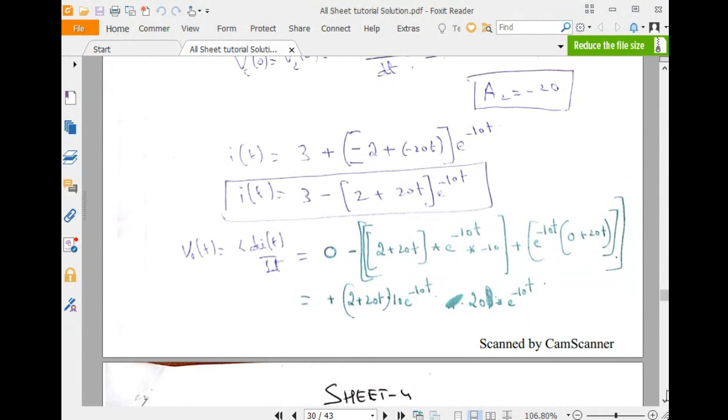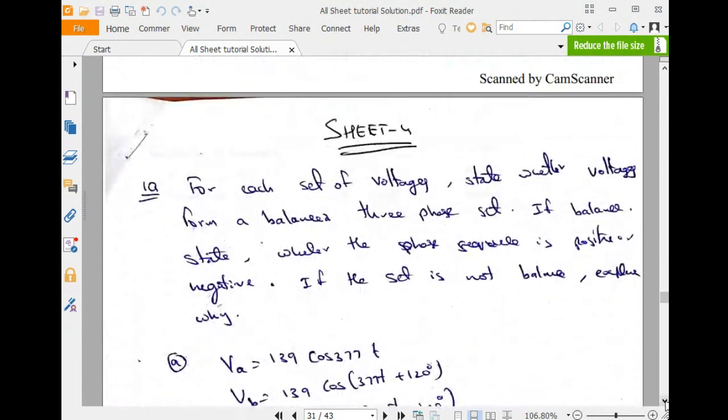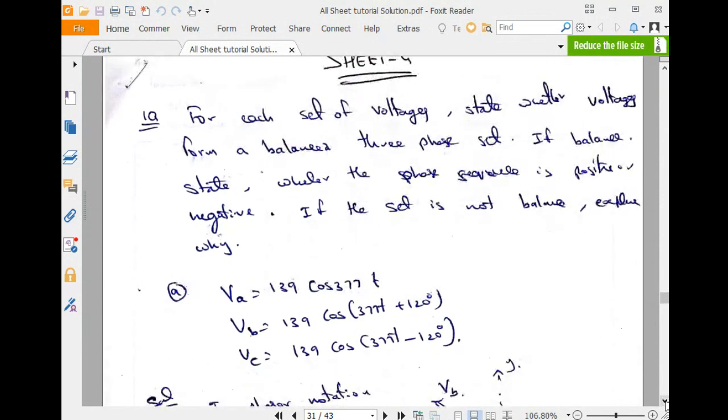Finish for today. Okay? We have finished sheet 3, which contains series and parallel RLC, free response and forced response. Is it clear? Then we will start next week with phase circuits.